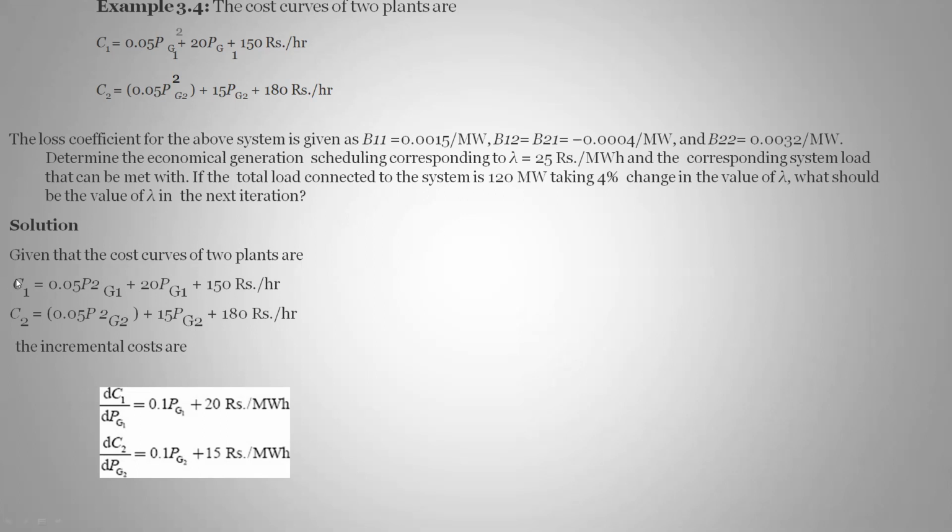So dC1 by dPg1: differentiating with respect to Pg1, 2 into 0.05 is 0.1 Pg1 plus 20, and 150 is a constant, so it is 0. Next, dC2 by dPg2, the same with respect to Pg2: dC2 by dPg2 is equal to 0.05 into 2, 0.1 Pg2 plus 15 rupees per megawatt hour. Next, 180 rupees per hour is a constant, so it is 0.